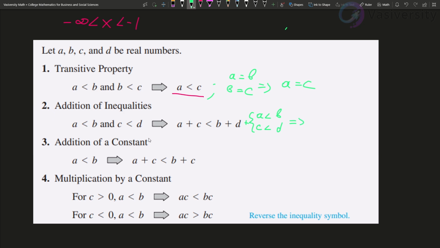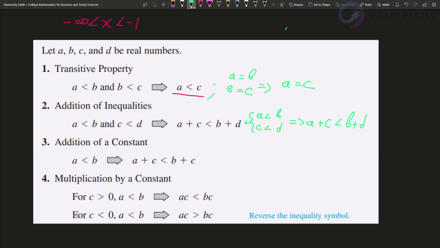So we would have a plus c less than b plus d. Okay, and then addition for a constant, if we would like to add a constant, we would have to add it to both sides of the inequality, right? Because we can move subtraction and addition just the same way as we would move the addition and subtraction as in equality case, right?